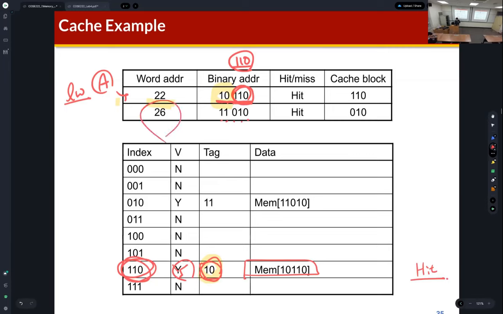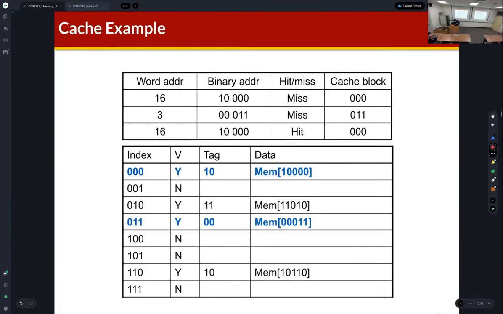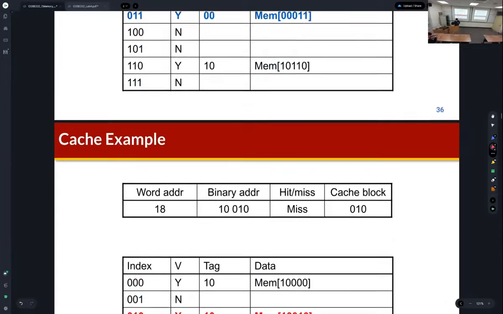With the index, you check the tag, the tag is the same, and the data is found in the cache, which is a hit. In this case, the processor can access the requested data very quickly. So this is the cache example, and you can just follow the example here. So it is a miss, and a miss, and then a hit.